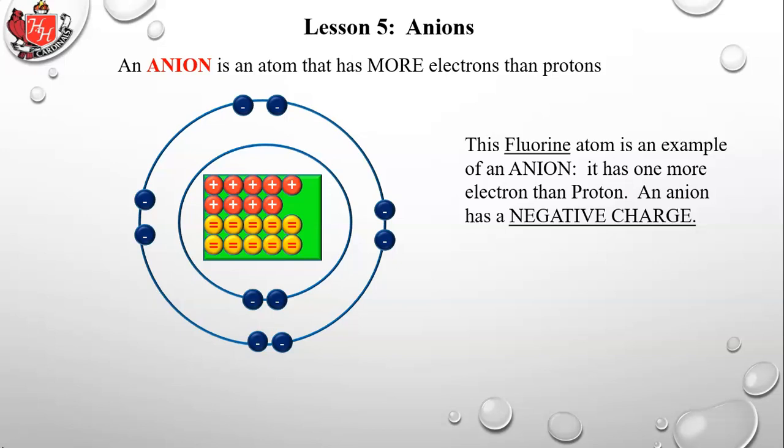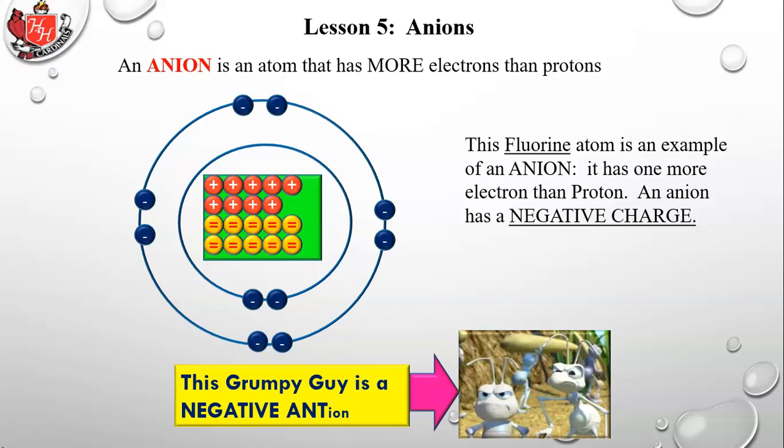So count the number of protons in the nucleus, and there's 9 protons, 9 of those plus signs. If you count the number of electrons on the outside, there's 10 electrons. So there's 1 more electron, 1 more negative charge than positive charge. So that is a type of ion called an anion. An anion is an ion with a negative charge. So the mnemonic, and a mnemonic is just a fancy name for a way to remember something, is that this grumpy guy is a negative ant ion. So just remember the negative ant. So negative is an anion.